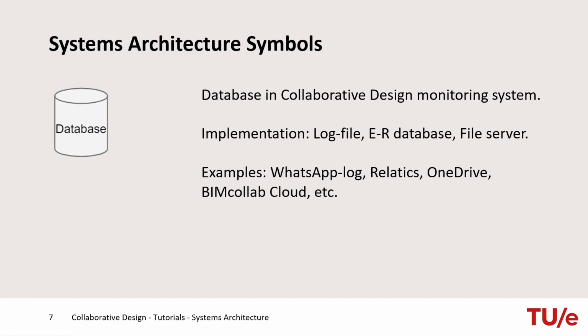The third symbol is a cylinder, used to represent a database. Often data is used only temporarily for data exchange between computer tools, but if you want to store information for useful reuse later on in the process you need a database. Databases can be implemented by simple log files, but also by complex database systems. On the slide you can read examples of databases that you could use in the collaborative design project. Since monitoring is the main purpose of the system, databases play an important role.